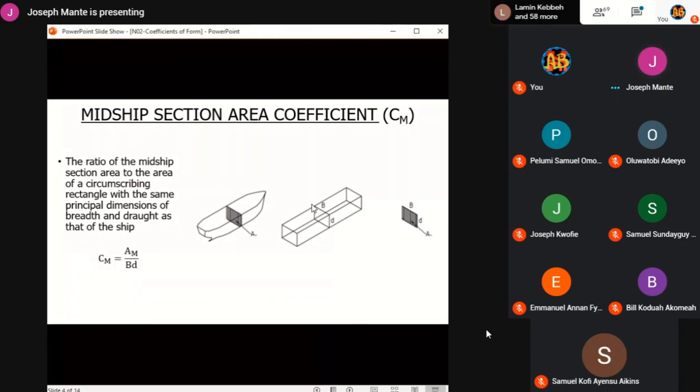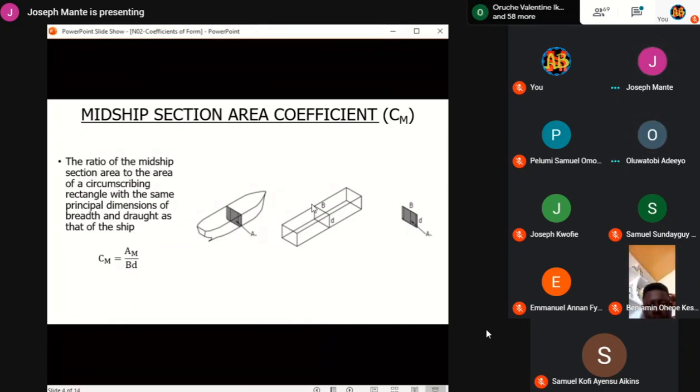So what we are saying is that the CM, which is the midsection area coefficient, is equal to AM, the section area, over BD. And the BD is the breadth times the depth of the rectangle. So we have the rectangle. So we are picking the rectangle from the shape. It's more or less like we are taking the shape to be a rectangle and calculating its area. So there's the ship, and since it has irregular surfaces, we will just use the box in place of the ship. Then we calculate its breadth, depth, and area. Please, do you have any question to ask?